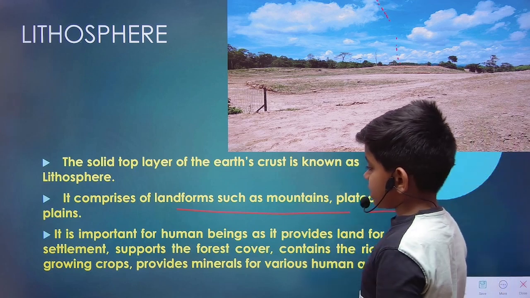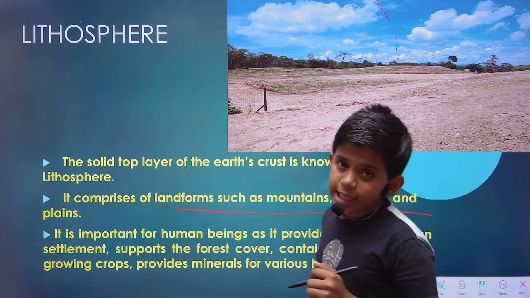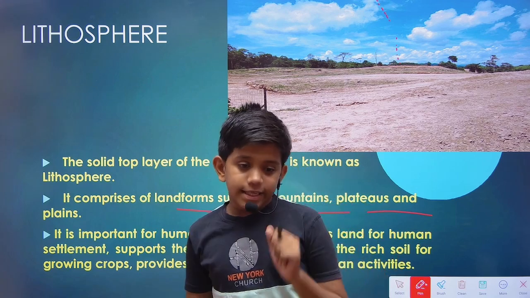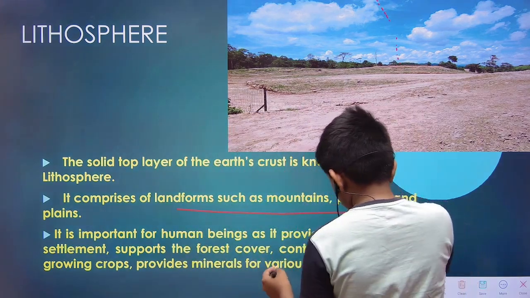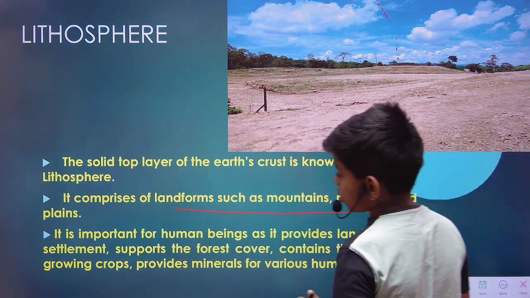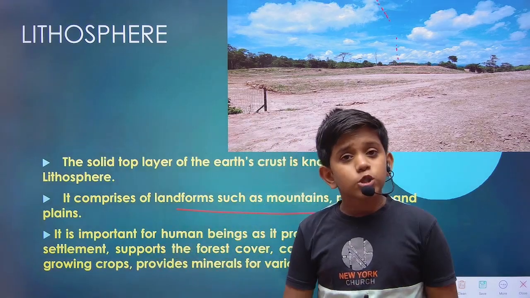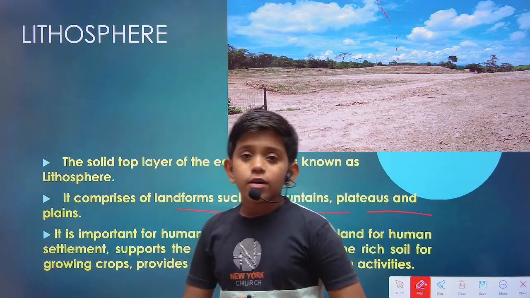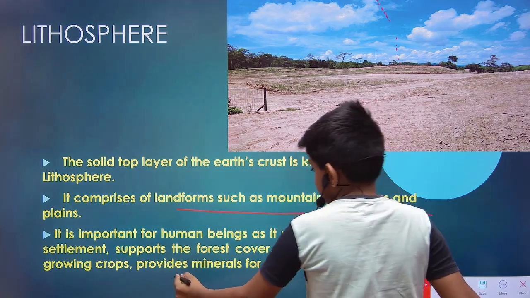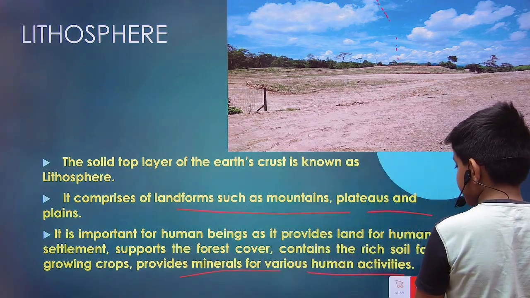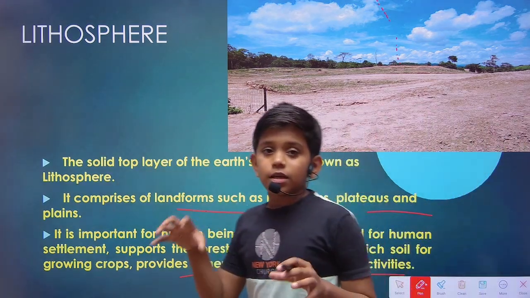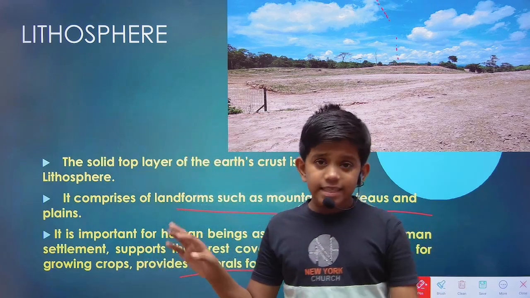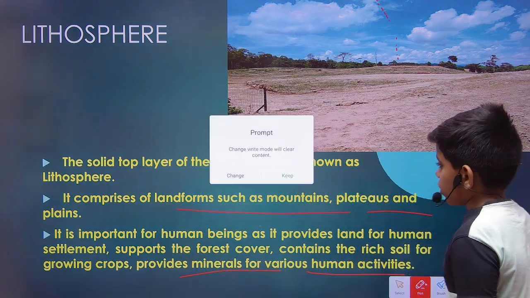It supports the forest cover. Now forest is on this land, so to support this forest, the land is there. It contains the rich soil for growing crops. Now this land has soil. The soil is very important because on this soil we grow our crops. It provides minerals for various human activities. Now the minerals present are coal, petroleum, diesel, iron, nickel, etc. So it is important.